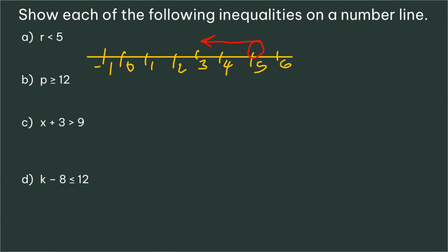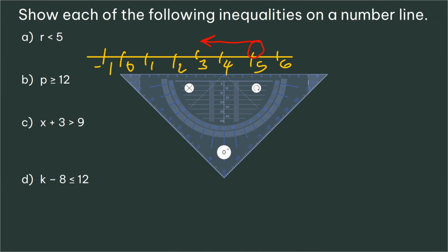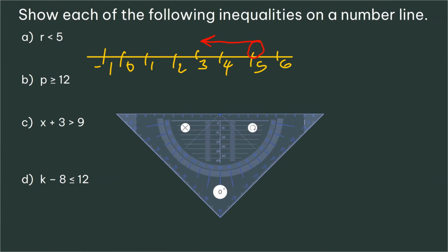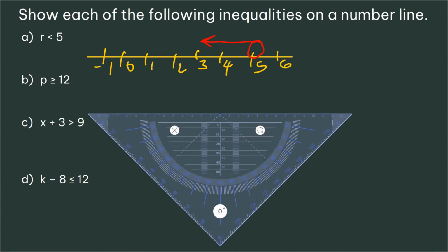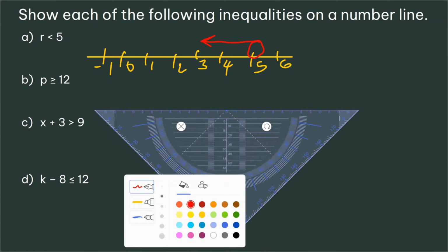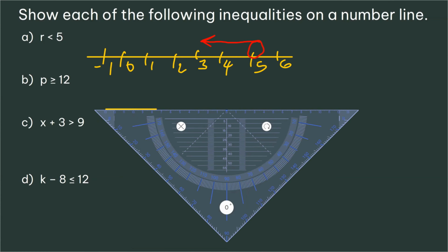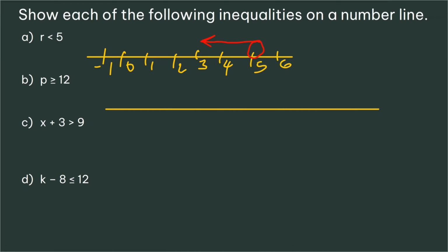Let's go for the second one. B. p is greater than or equal to 12. Let's draw a number line, using our yellow and a straight line there. And now our p will be greater than or equal to 12.